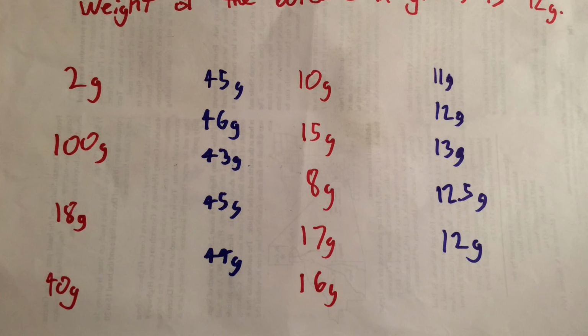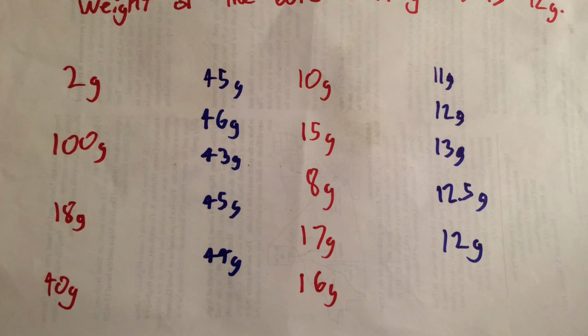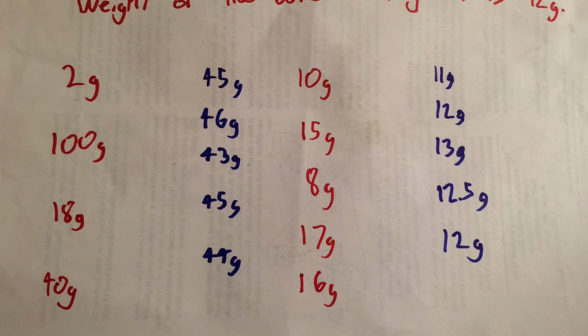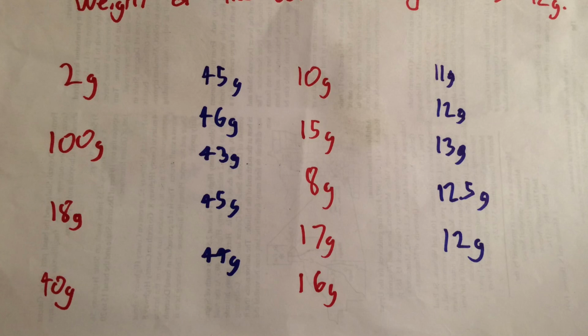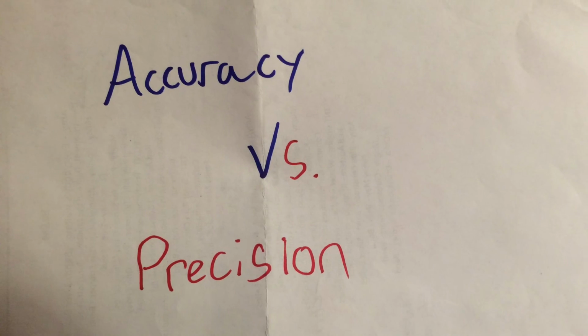Finally, the fourth set of data. These data points are close together, and they are close to the target. From this we can conclude that this set of data is accurate and precise. Accuracy versus precision.